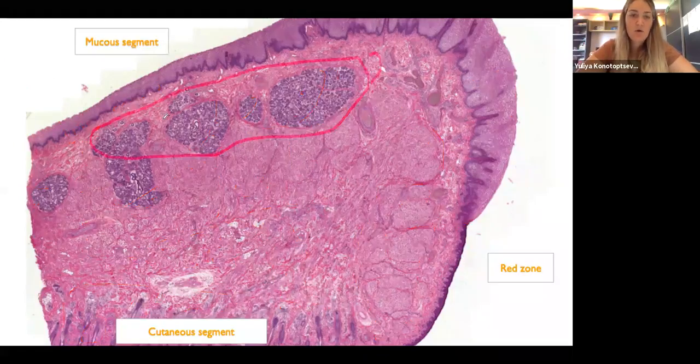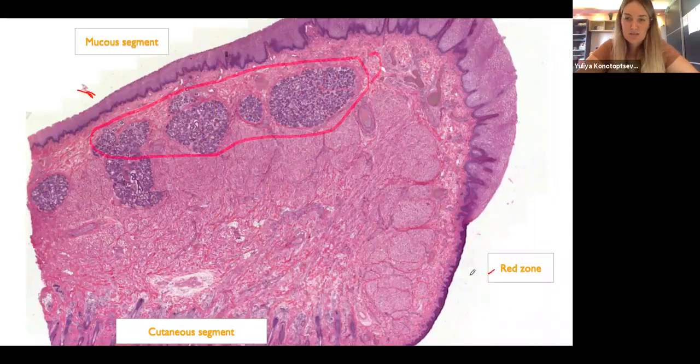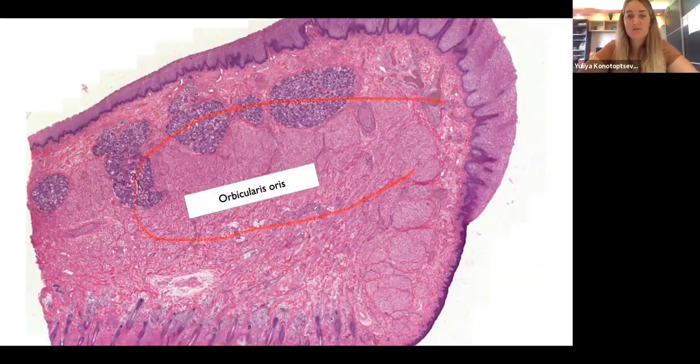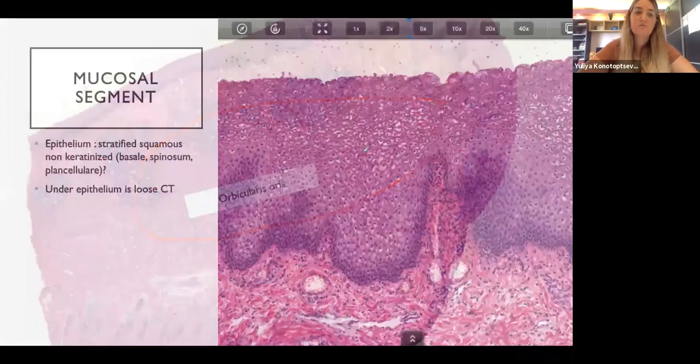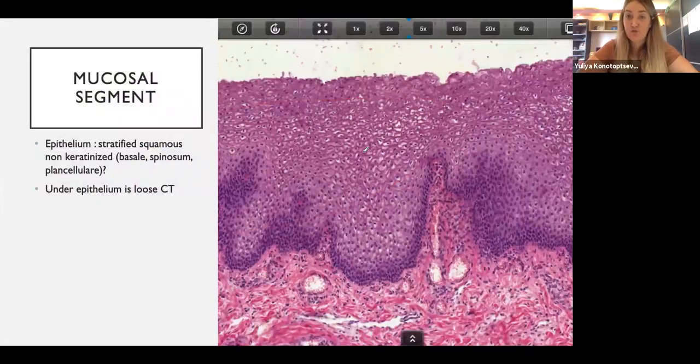So here you go. Cutaneous segment, lining mucosa. This is the red zone, right? These are the salivary glands. This is the orbicularis oris. So let's take a look at each segment individually. This is a little tiny piece of the lining mucosa segment, right? So all of this right here is your lining mucosa.